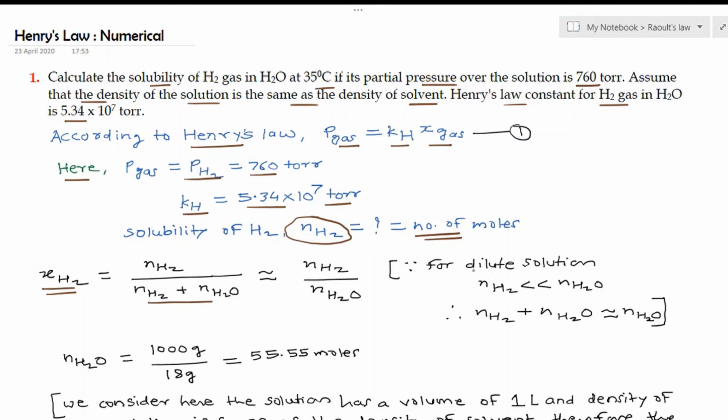Since this solution is a dilute solution, we can assume that the number of moles of H2 is very less than the number of moles of water. So the addition nH2 plus nH2O can be approximately written as nH2O. So the formula of mole fraction for H2 becomes nH2 upon nH2O.